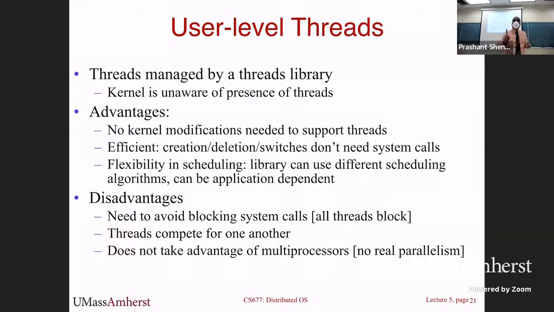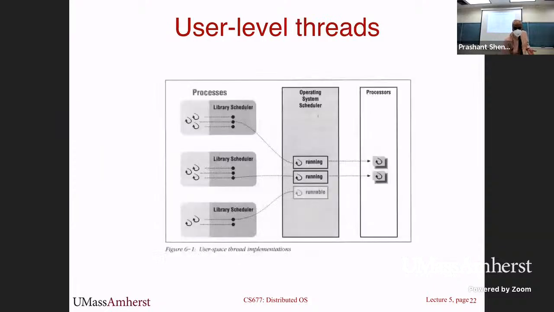The disadvantage is you cannot take advantage of true parallelism. Even though there may be 100 user level threads in your process, the OS sees it as a single threaded process. It doesn't know there are all these threads. So it cannot run this process on multiple cores or multiple processors.